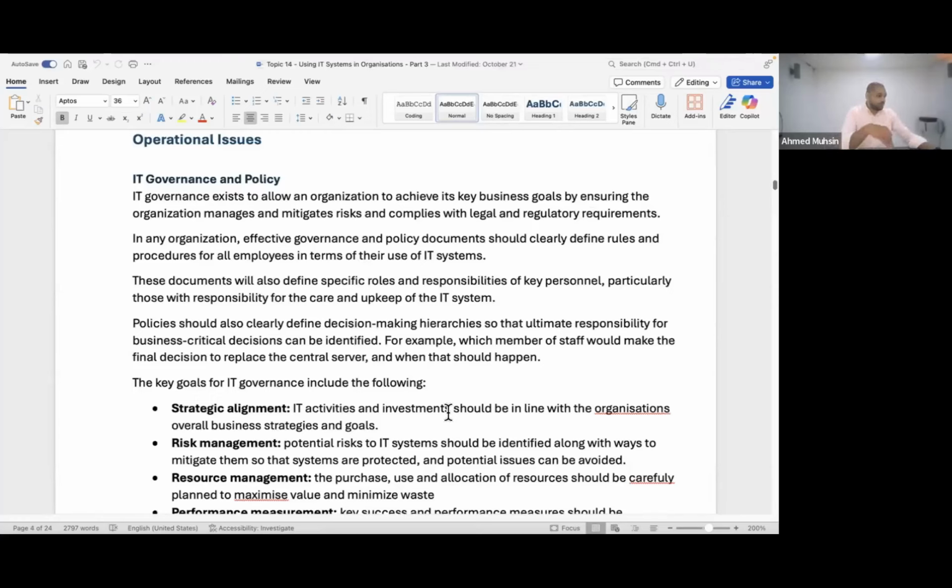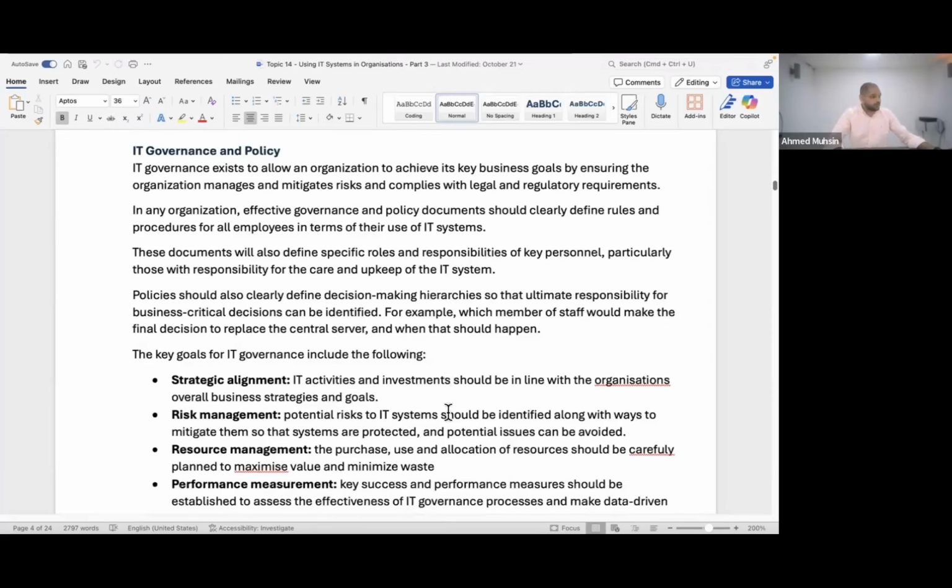The topic here says operational issues. When they are running the business, certain issues do rise up. So we are going to look at it from an IT perspective. Can you all read the two words over here? IT governance and policy. Everyone, IT governance and policy.